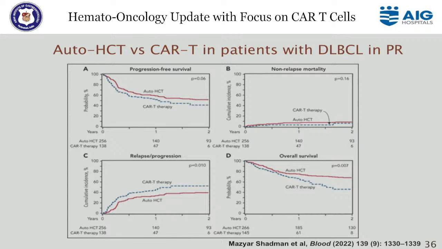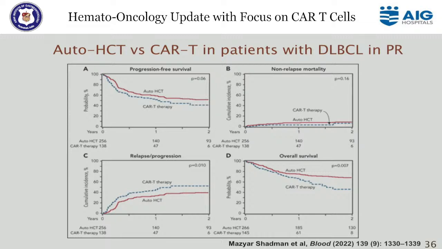So I found this interesting paper just published a couple of months back by Shadman and Hamadani group. Auto transplant versus CAR T in patients with DLBCL who are partially responsive to salvage regimens. Of course, this is a retrospective analysis, but this is very, very promising and encouraging for us, because most of us feel the response to salvage chemotherapy is not optimal. That's the end of the road. Still, there is a lot of scope to salvage a significant proportion of those patients.